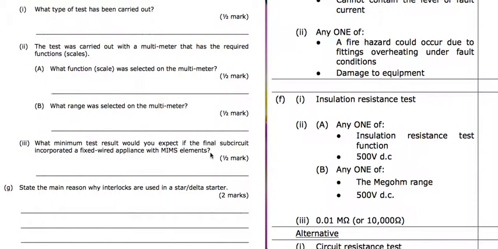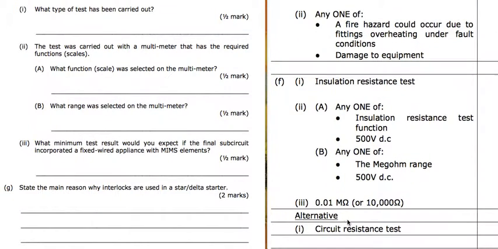What test result would you expect if there's a MIMS element? So there's that MIMS again. Alarm bells ringing. It's not the 1 mega ohm. It's this 0.01 mega ohms, or 10,000 ohms.